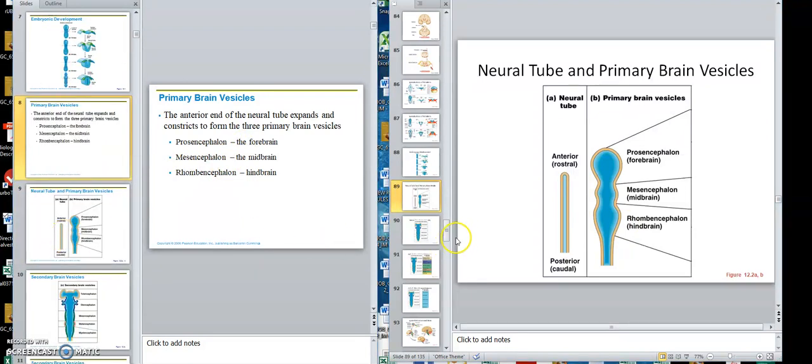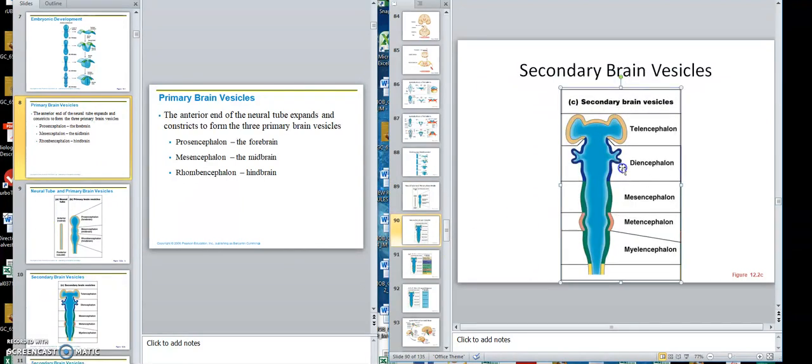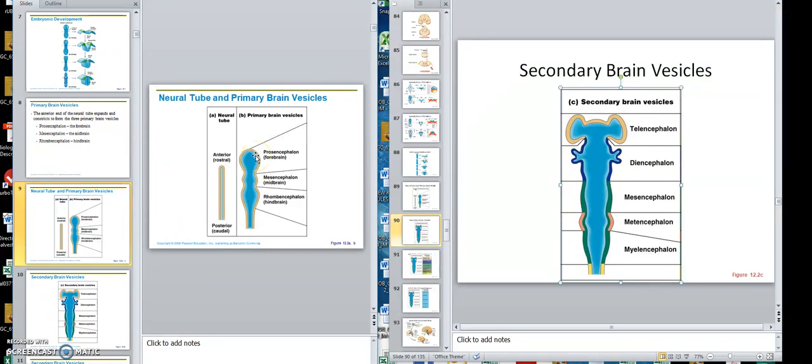Now what we're going to do is subdivide them into secondary brain vesicles. So the prosencephalon is going to subdivide, make two divisions, the telencephalon and the diencephalon, from further foldings of the prosencephalon. This one, the mesencephalon, stays the same. But then the rhombencephalon is going to subdivide and make the metencephalon and the myelencephalon. And that's going to continue into the spinal cord there. So these were the secondary vesicles which came from the primary vesicles.